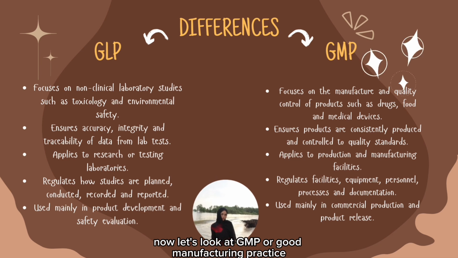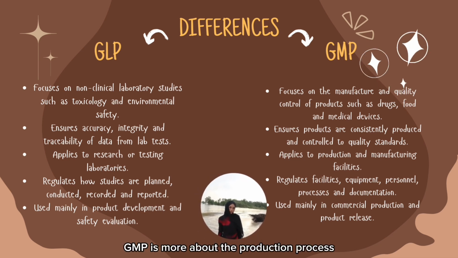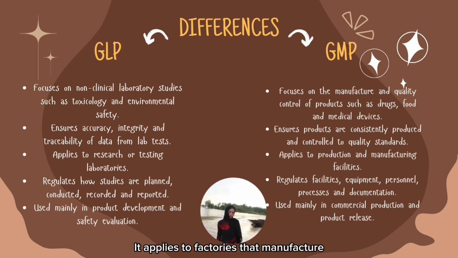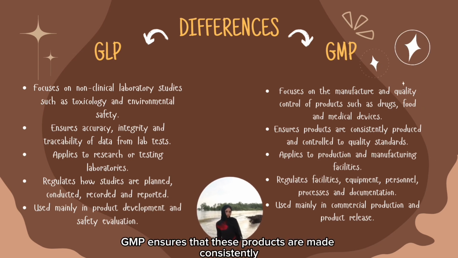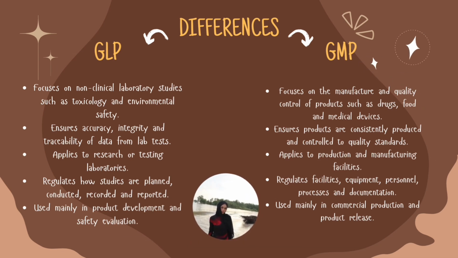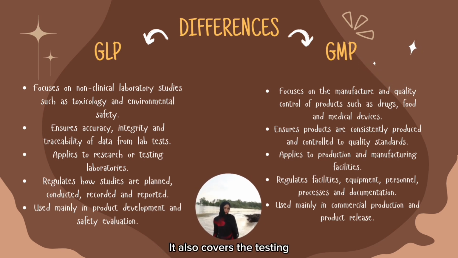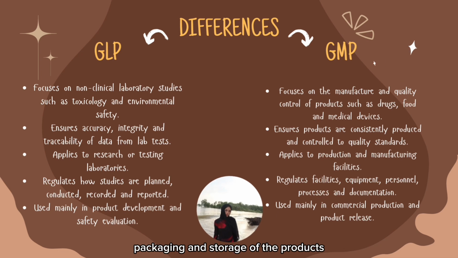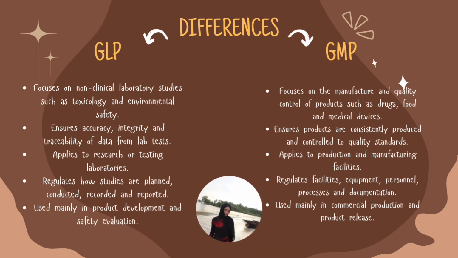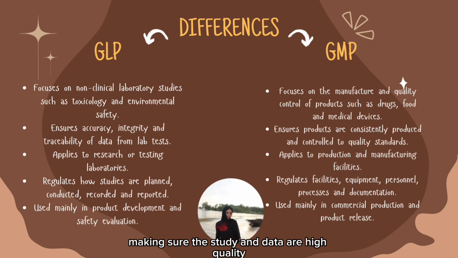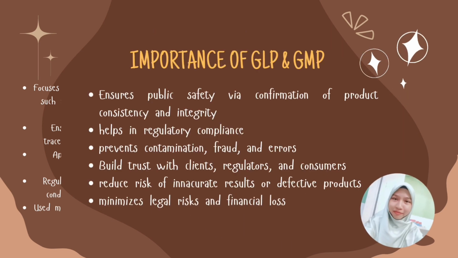And now, let's look at GMP, or Good Manufacturing Practice. GMP is more about the production process. It applies to factories that manufacture things like medicines, food, and medical devices. GMP ensures that these products are made consistently in a clean and controlled environment and meet quality standards. It also covers the testing, packaging, and storage of the products. So in short, GLP is for laboratories, making sure the study and data are high quality. GMP is for factories, making sure the products are high quality.